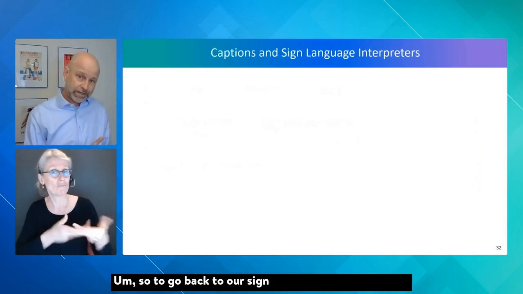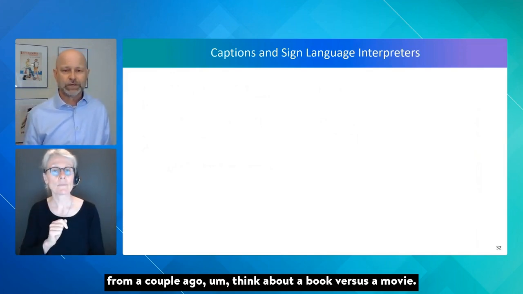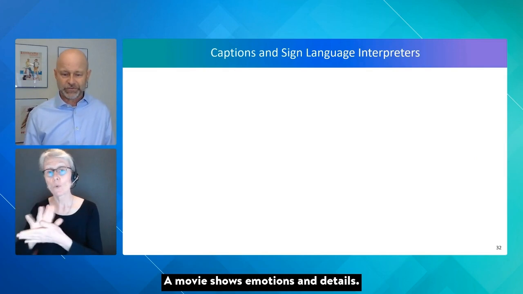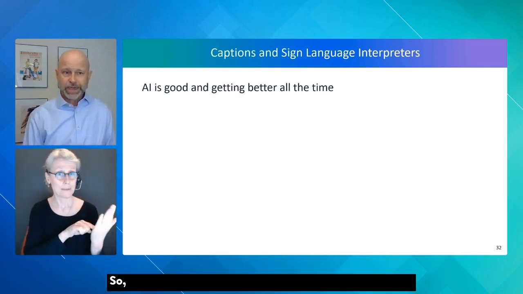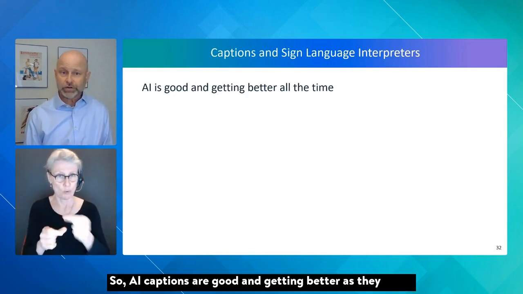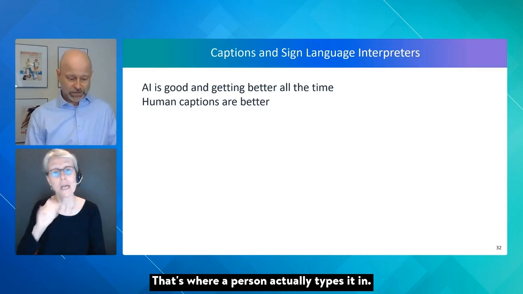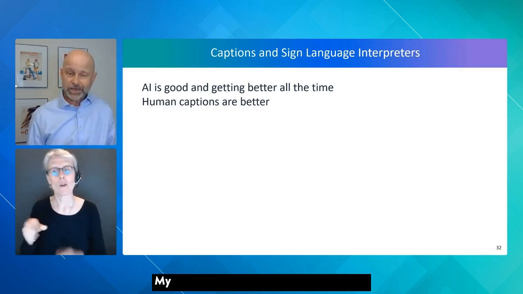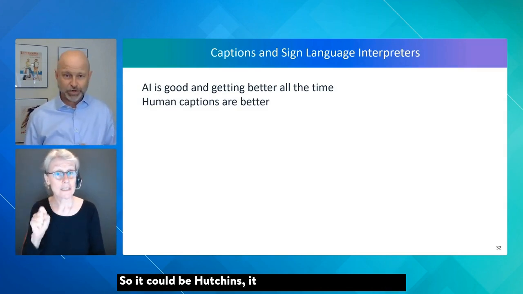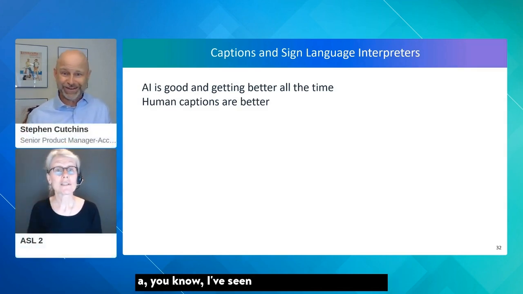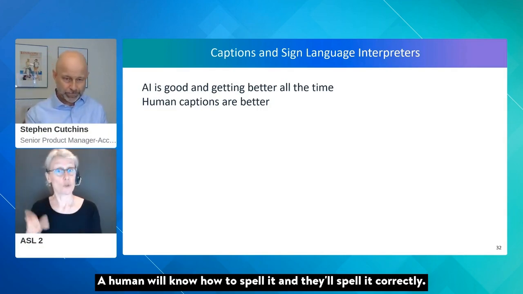So to go back to our sign language interpreter slides from a couple ago, think about a book versus a movie. A movie shows emotions and details. That book is kind of just the words. You have to leave it up to yourself. So AI captions are good and getting better as they learn. Human captions are better. That's where a person actually types it in. They can kind of make corrections. My example is my last name is Cutchins. So it could be Hutchins, it could be Cutchings. I've seen it a lot of different ways. A human will know how to spell it and they'll spell it correctly.